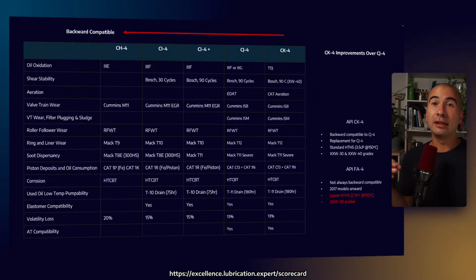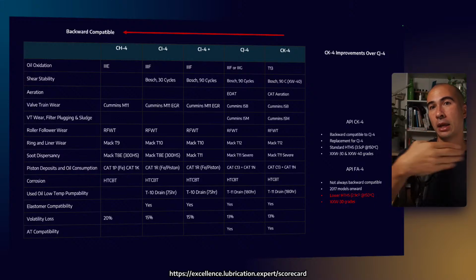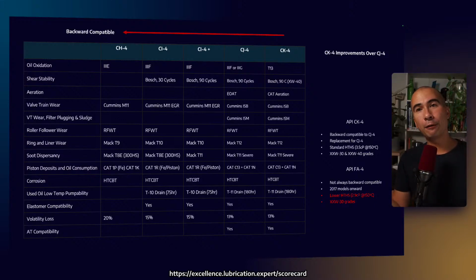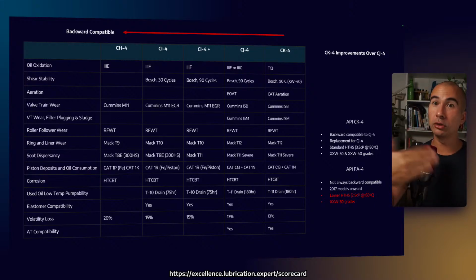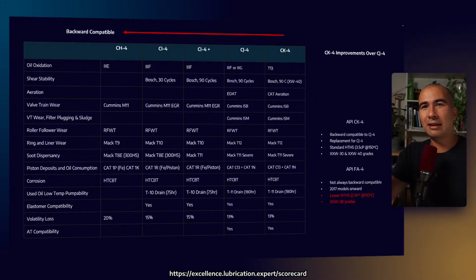Okay, but the C category and the S category are really important because they are what we call backward compatible, right? So an API CK4 engine oil will be backward compatible to previous engines. Now, what do these classifications mean? Basically, it's kind of a minimum standard that the oil industry needs to meet in order to obtain this certification.